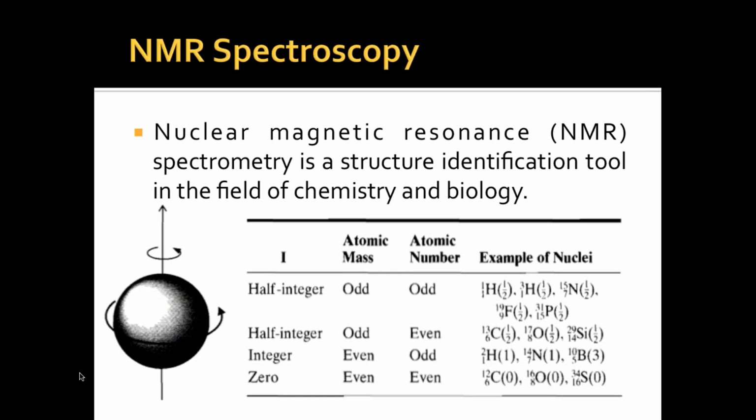As everybody knows, NMR spectroscopy is nothing but the structure identification tool in the field of chemistry and biology, right? As you can see from the name, nuclear magnetic resonance means the nucleus of any atom is under resonance with the magnetic field.